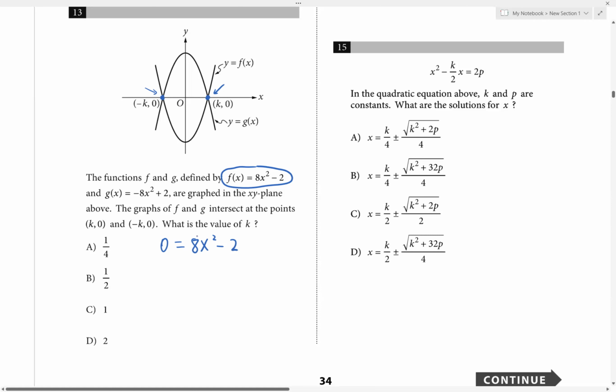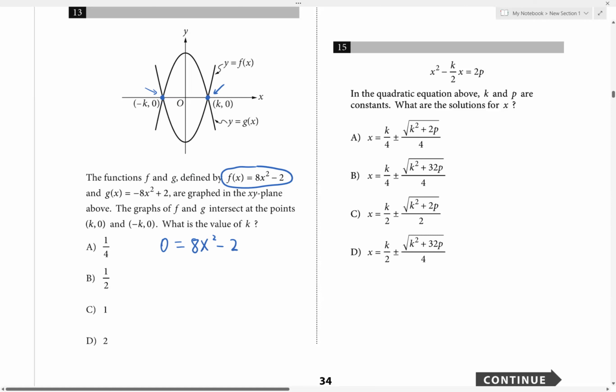Then we set it equal to 0 and solve for x. The x values we get are the x-intercepts, and that should be the k value we're looking for. You can plug in either f of x or g of x, and they should give the same answer in the end. But let's just do f of x here.